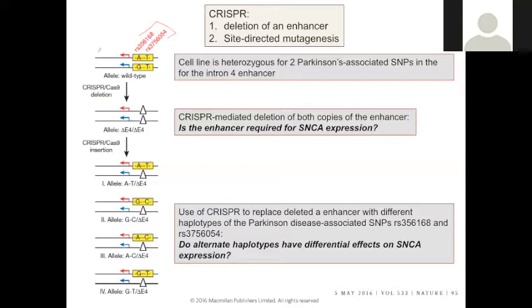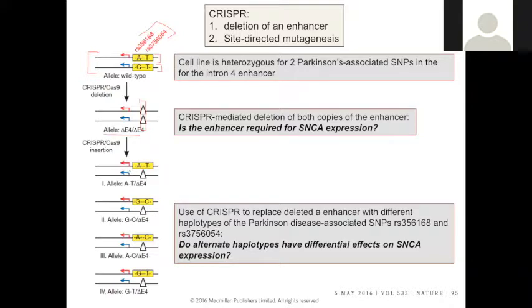We see here that there are two copies of the alpha-synuclein gene, and we're looking at a particular cell line derived from a human brain tissue. And this cell line has either an AT haplotype, or on the second copy of the gene, it has a GT genotype. In the first experiments, the authors used the CRISPR nickase mutants to delete the enhancer from both copies of the gene, and this is called delta E4, delta E4.